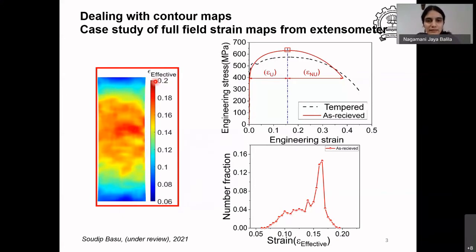You can see that the highest strain in this sample occurs somewhere in this region, let's say at 20%. Although the applied global strain is only 16%, at some point in the region of the sample, the strain has actually reached a higher value of 20%. Whereas more or less in the rest of the region, you will see a strain of around 16 to 17%. But how to visualize this data better?